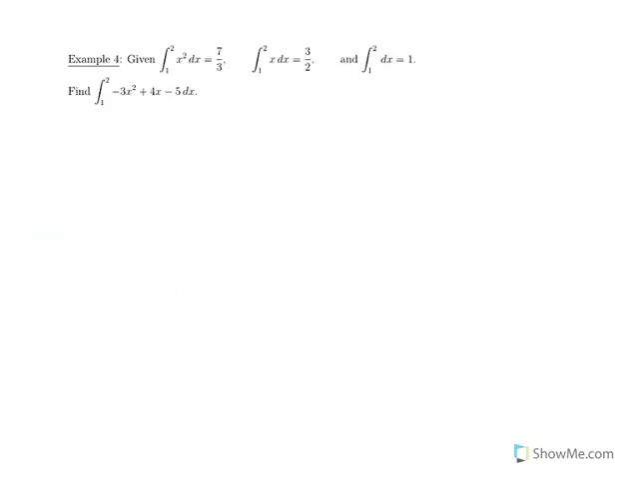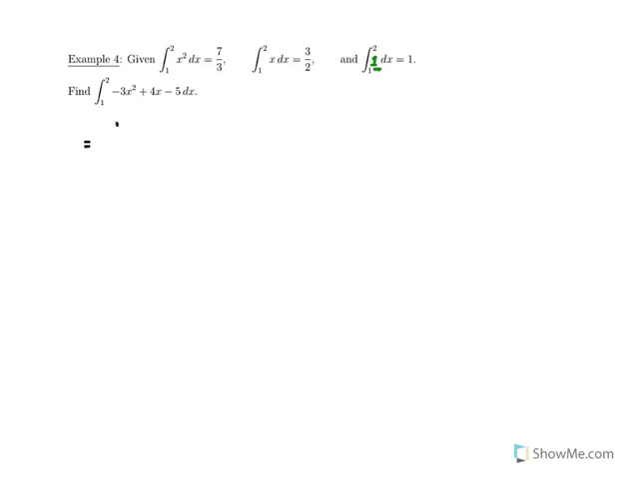All right, another kind of problem we can deal with is if we're given some values of the integral. So in this case, we know that the integral from 1 to 2 of x squared is 7/3. The integral from 1 to 2 of x is 3/2. And the integral from 1 to 2 of 1, and it's important to know that this is a hidden kind of function of 1, is 1. Then we can deal with something a little more complicated, like the integral of negative 3x squared plus 4x minus 5, using some rules that we have before.